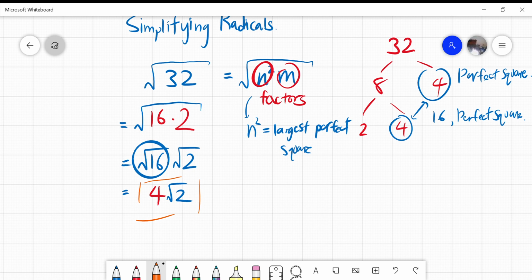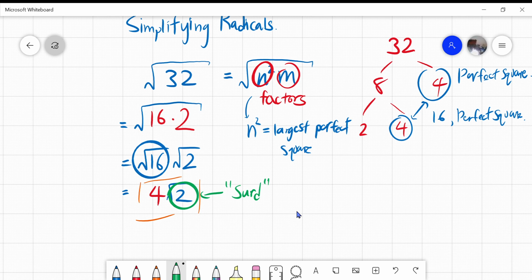And whatever is left inside of the radicand will not be a perfect square. So things that cannot be rewritten as the product of a perfect square and another number is called a surd. So this is called a surd, because square root of 2 cannot be factored into the product of a perfect square with another number.